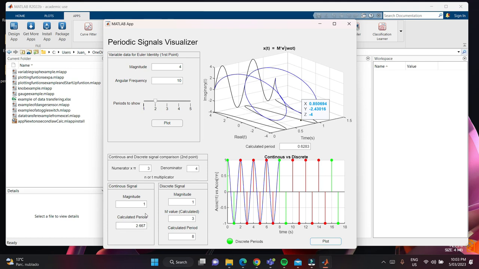And the calculated period, in this case for the continuous one, is going to be 2.6, which is 8 divided by 3. So we can see it reaches 8 and it finishes because we are just showing 3 periods. But as we can see, the 3 periods are larger for the discrete signal.